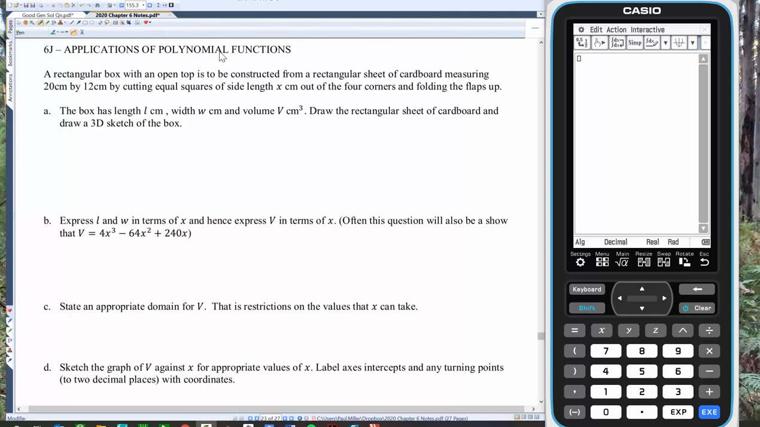Today we're going to look at some applications of polynomial functions. We'll do one example. Mr. Miller has another example in his notes as well, so go have a hunt around and see if you can get further information should you require it.